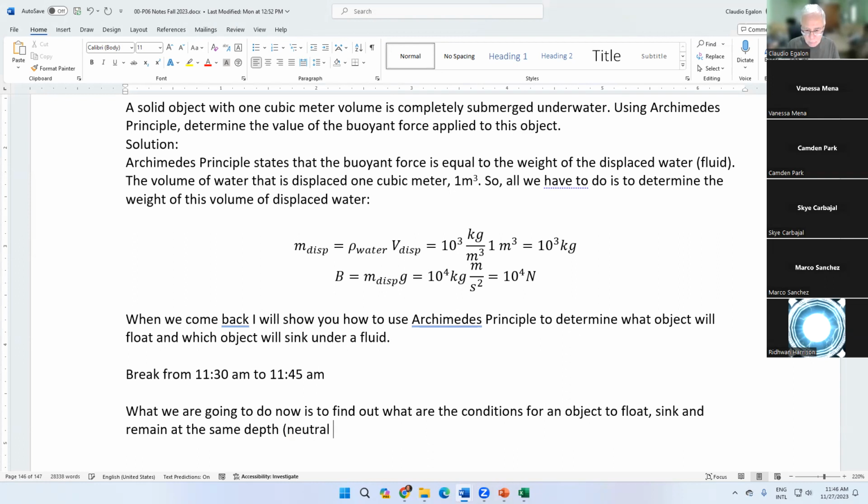Neutral buoyancy. Okay. And if you ever practice scuba diving, they teach you how to remain neutrally buoyant underwater, which is a very useful skill to have in case you want to stay at the same depth all the time. Fishes are masters at being neutrally buoyant.